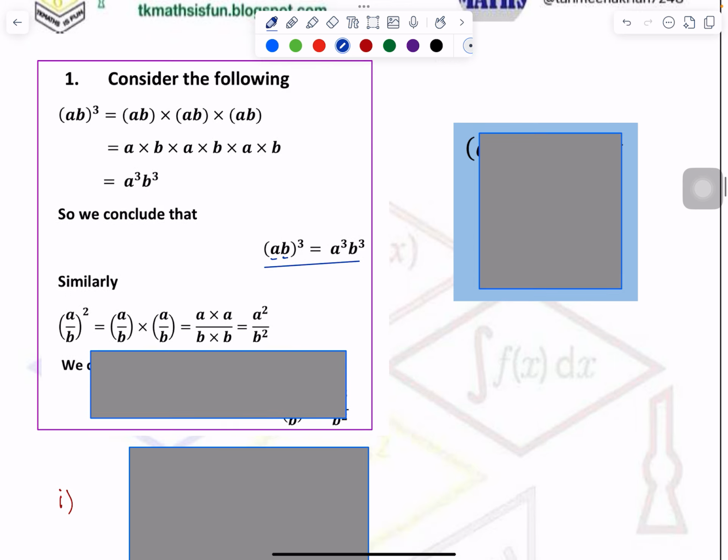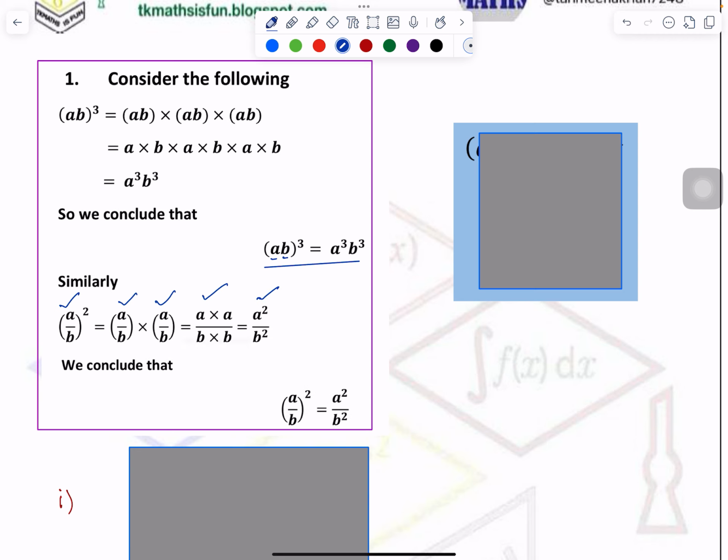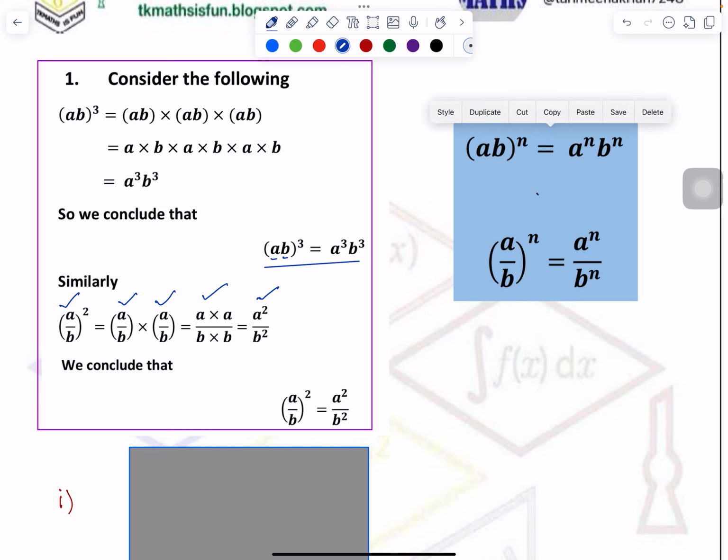Similarly, in the case of division, if it is a divided by b, squared, it means 2 times it is happening, a over b times a over b, which means a is multiplying by a and b is multiplying by b, and we know that. So from here we have gotten this rule also. So from here you learn that if 2 or 3 terms are written within the bracket which are multiplying or dividing, not addition, subtraction, don't mix up two things. I'm talking about only multiplication and division. Then the power overall will be applied on both or all 3 terms, whatever is inside the bracket.